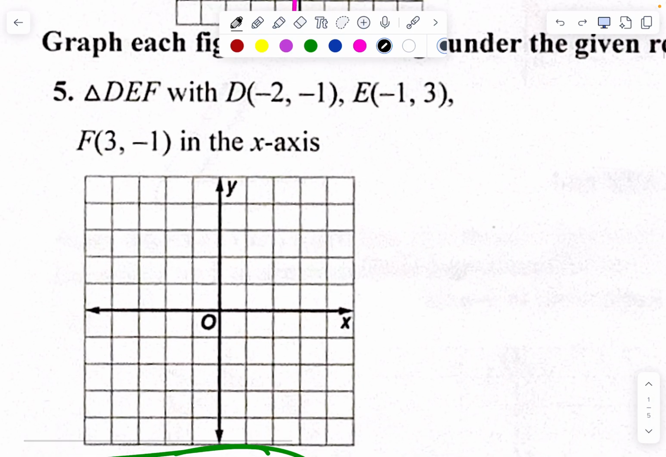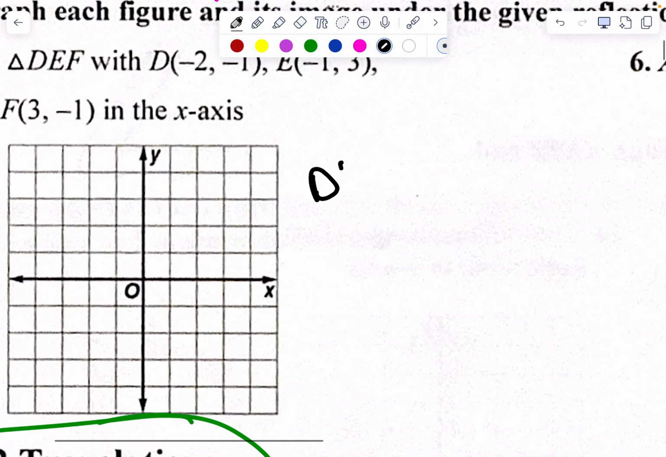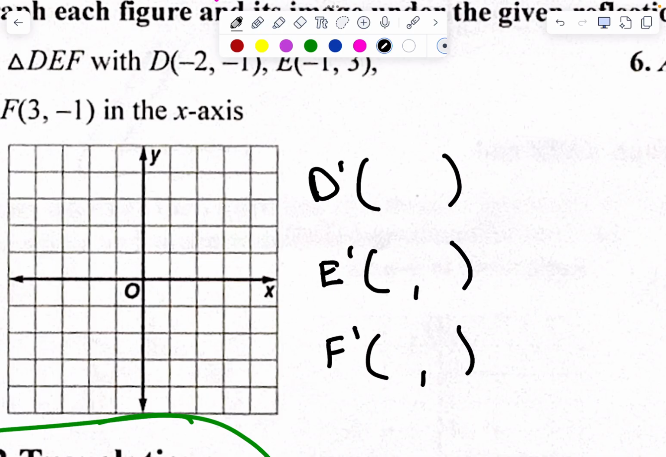Okay, number 5. We're going to cheat, because we know the rules. We're not going to graph. I'm going to start with D prime, E prime, F prime. We're just going to list the coordinates over here. And we're reflecting something in the x-axis.